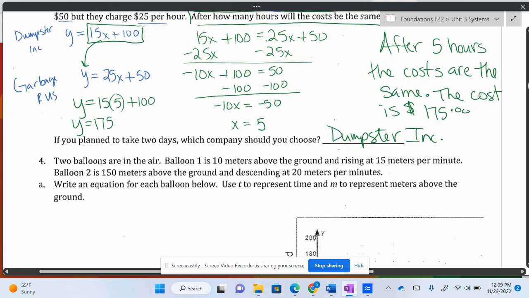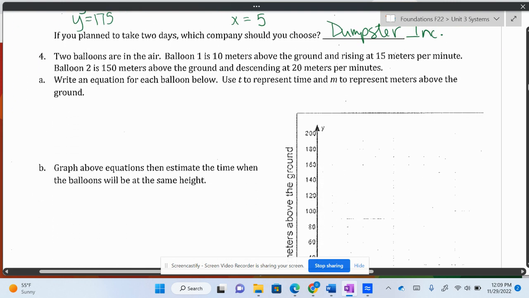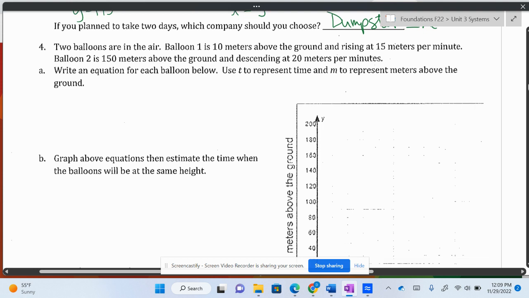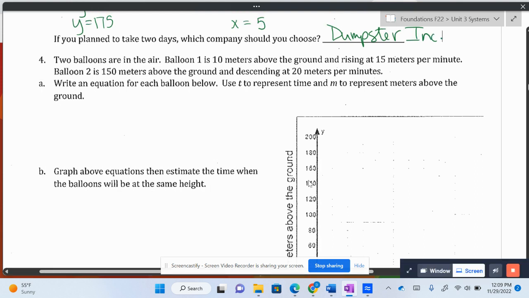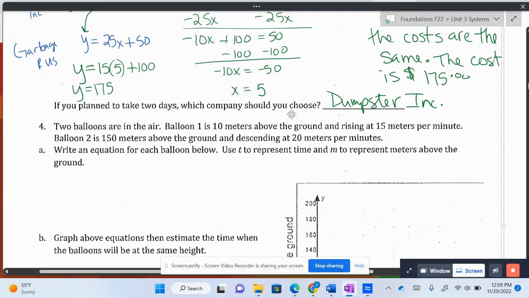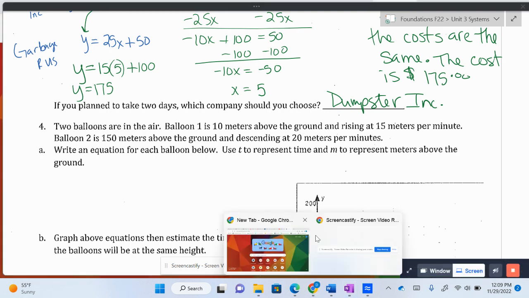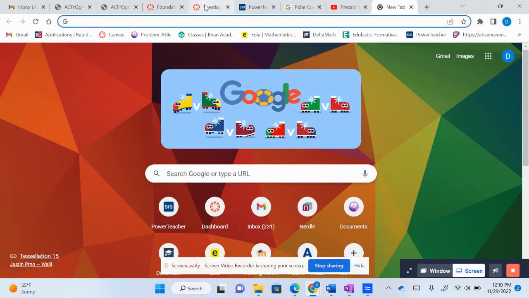I think this is our last example. Maybe not. I don't know. If you plan to take, how many more questions do we have after this? I don't want to skip it. I'm sure that there's a reason why I have so many questions. Give me a second. I'm going to look really fast.